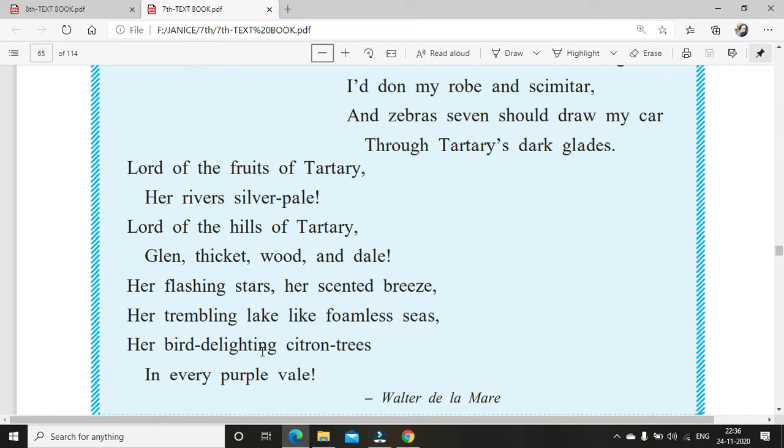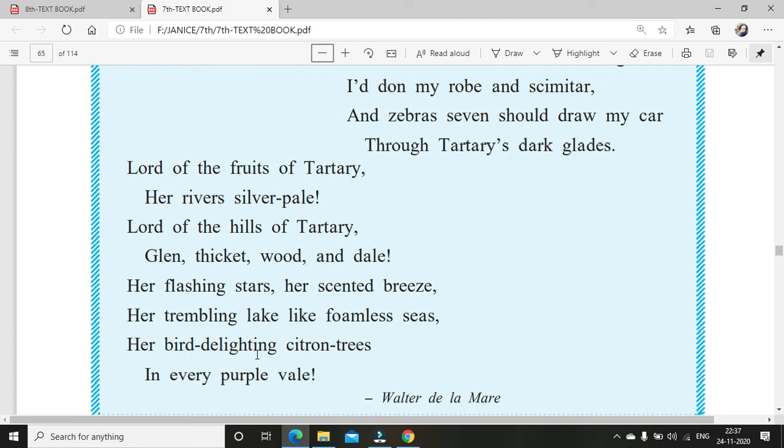A trembling lake like foamless seas. Why trembling lake? Because the water of the lake is moving. So that's what he feels, that the lake is moving like how the water in the sea moves. You see the waves in the sea, they are constantly moving, not necessarily in the lakes. They move only when there is a breeze because there is no flow of water. See, in a lake the water is just stagnant, collected in one big area, whereas in the sea the water is continuously moving. It's moving all around.